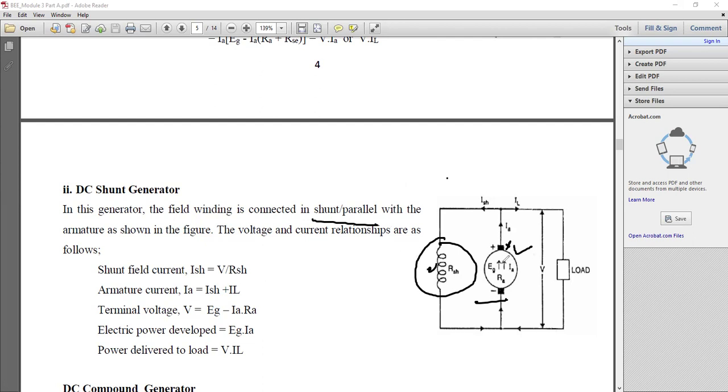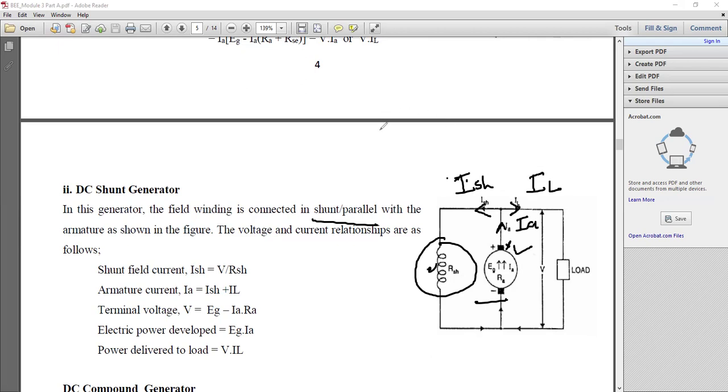So EMF will be generated from the armature side after rotating, and you can apply Faraday's laws of electromagnetic induction and the concept of dynamically induced EMF. Therefore, if the generator voltage is getting generated and the circuit is closed, current starts flowing. That is called the armature current Ia. Here Ia is getting split into Ish. This is your Ish, which is important for solving the problems. And some part of the current is passing through the load.